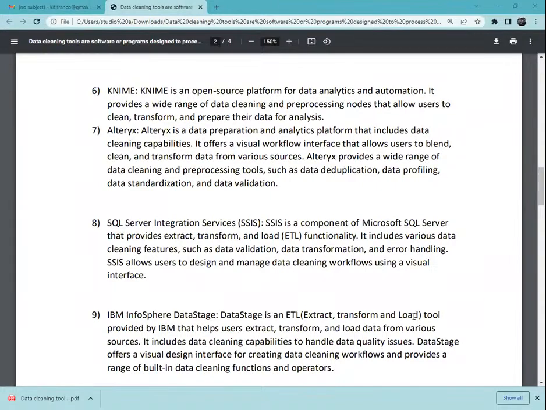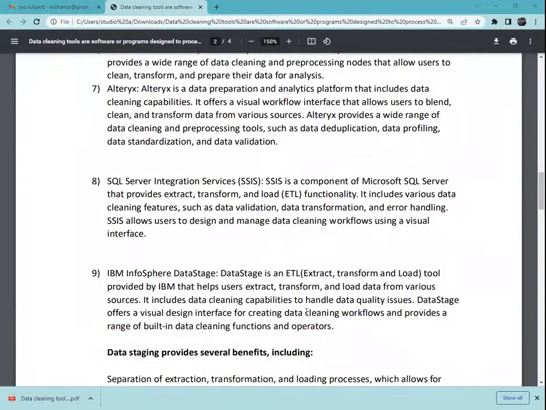DataStage means, ladies and gentlemen, that you are handling this data in 3 stages. You shall have a stage where you extract data, a second step where you transform data, and then, of course, where you load. Extract, transform, and load. All right? So when you talk of DataStage, always remember those 3 stages, very important. It's an ETL tool. So we're being told here, DataStage offers a visual design interface for creating data cleaning workflows and provides a range of built-in data cleaning functions and operators.